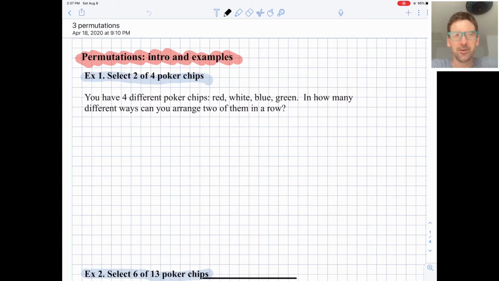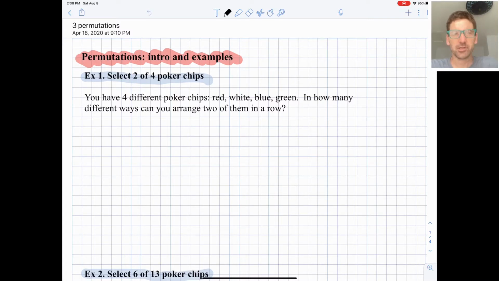All right, now we're going to keep going with our work in our counting unit, and specifically today we're going to be looking at permutations, and we're going to start with an introduction. Actually, we'll start with a couple examples, and then we'll get into our introduction of permutations, and then we'll do a couple more examples. So without knowing anything about permutations, let's try this problem right here.